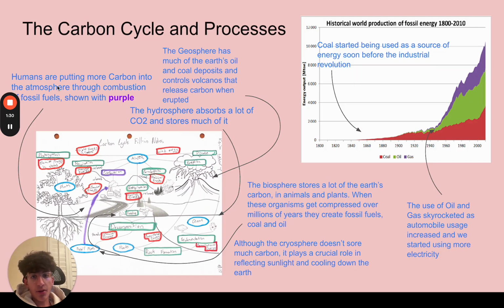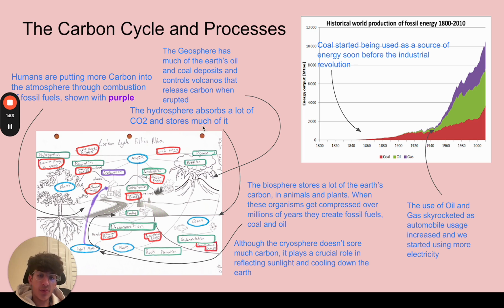The carbon cycle and processes. Humans are putting more carbon into the atmosphere through combustion and fossil fuels, shown with purple. This is a graph I made in science class. The geosphere is much of the Earth's oil and coal deposits and controls volcanoes that release carbon when erupted.